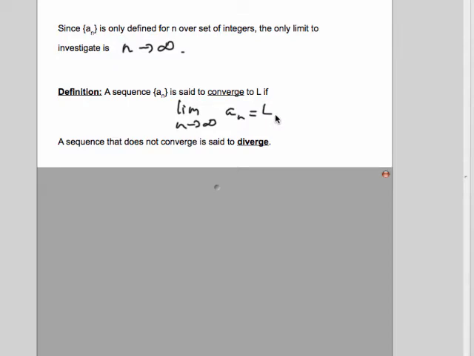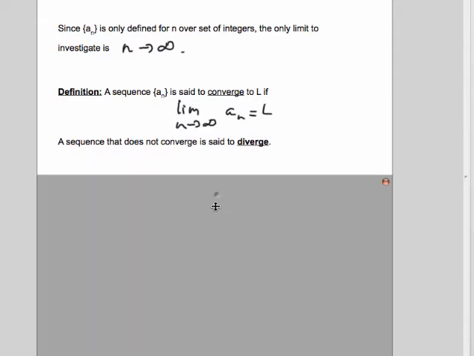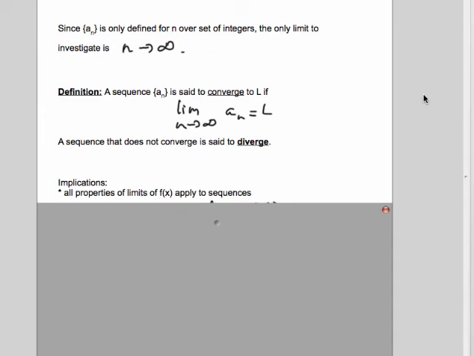Okay, so if the sequence approaches a given number, we say it converges to L, and if it doesn't, then we say it diverges. So we're back to wanting to evaluate limits. Well, there's lots of good news to report here.